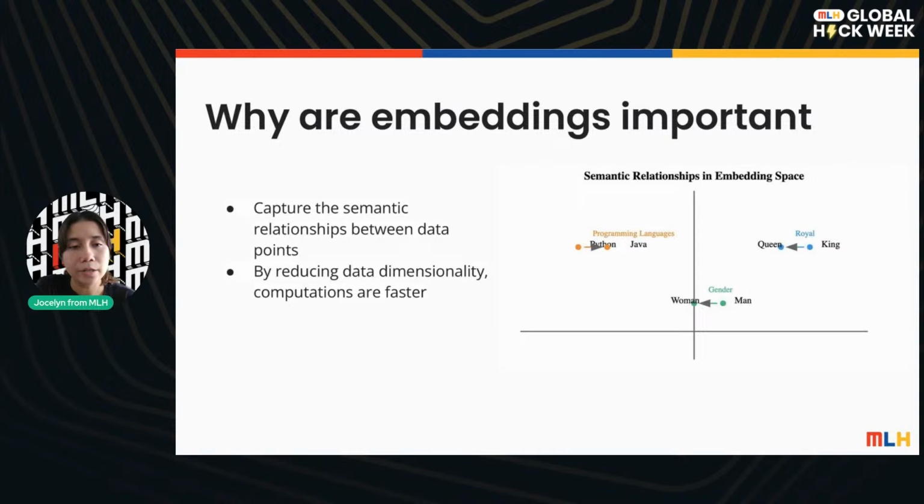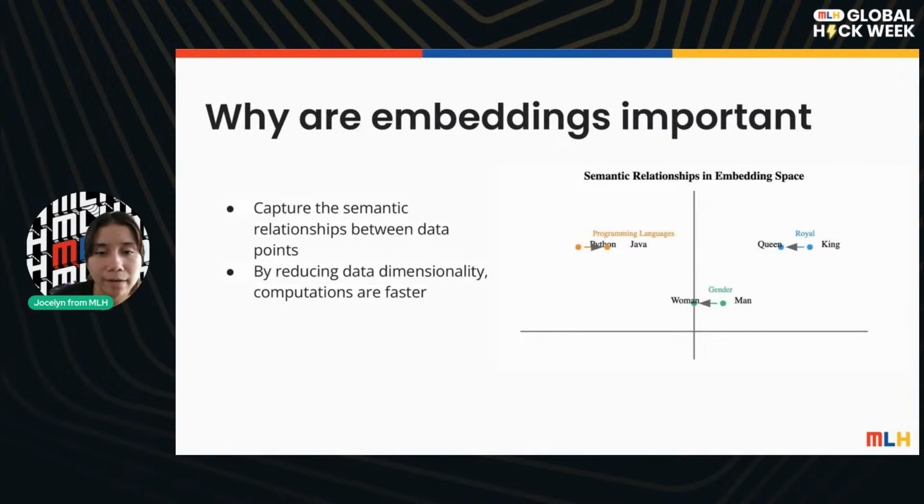Okay, so now talking about the importance of embeddings. They capture the semantic relationship between data points. As someone was mentioning, it is for semantic analysis. By reducing the data dimensionality, the computations are faster. What does this mean? That we can graph our embeddings, as I was mentioning, in a two-dimensional plane, and you can see how alike they are depending on their semantic meaning.